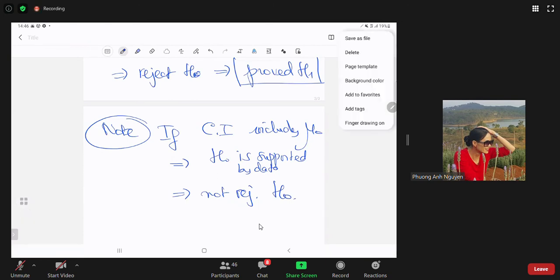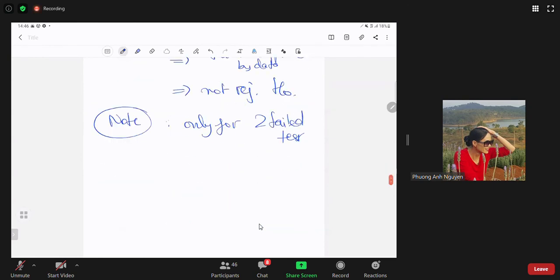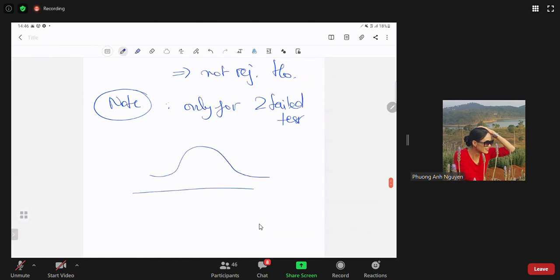So it's easy, right? When you know the confidence interval, then you test H0. And remember that it only works for the two-tailed test. You can only do that for the two-tailed test. It means that you have something like this, rejection regions on the right and on the left.